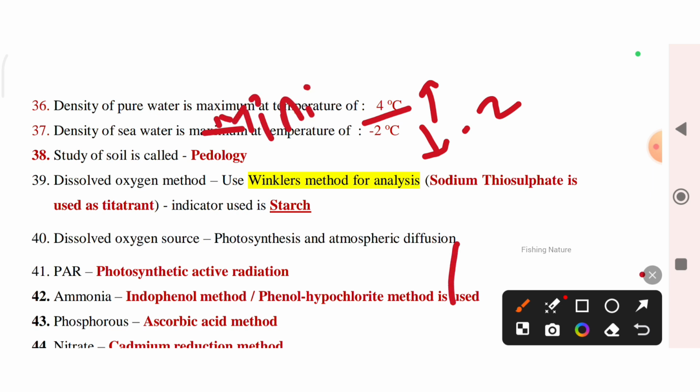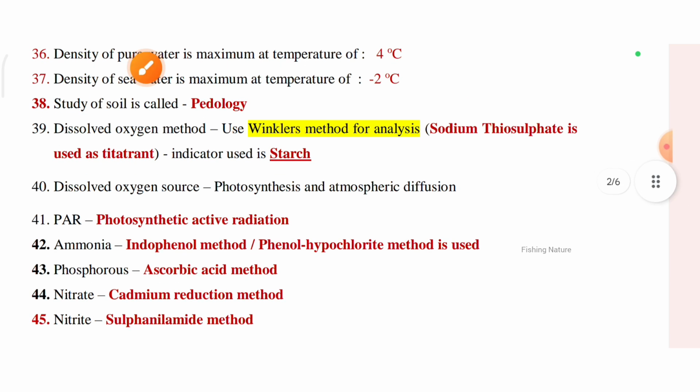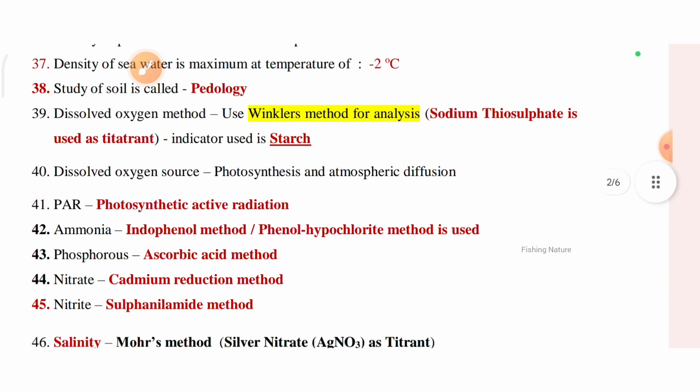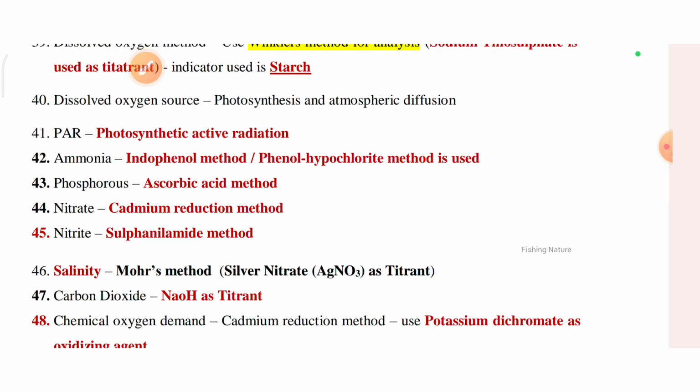Next, the study of soil is called pedology. For dissolved oxygen, Winkler's method is used for analysis. Sodium thiosulfate is used as the titrant, and starch is the indicator. The sources of dissolved oxygen are photosynthesis and atmospheric diffusion. PAR is the photosynthetically active radiation.